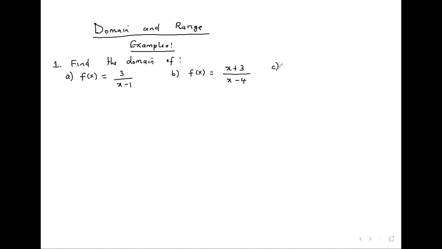C, f of x is equal to the square root of 1 minus x. And D, f of x is equal to the square root of 1 minus x over x plus 3.